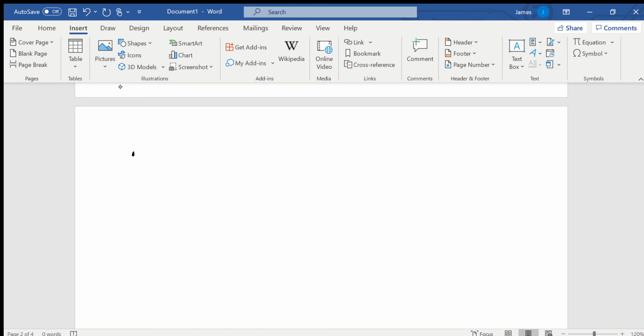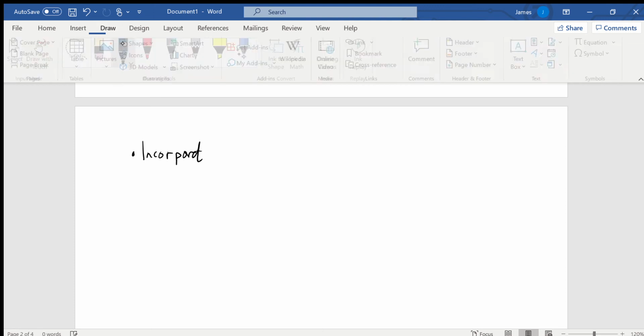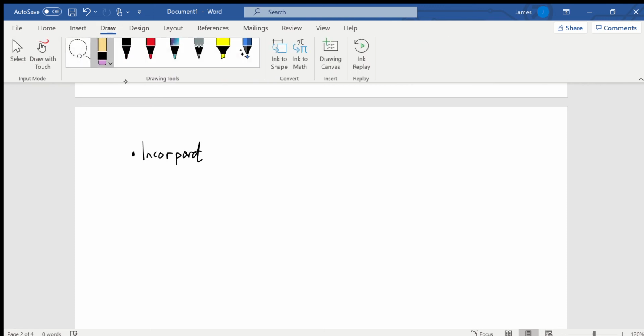Okay, let's incorporate the results. Incorporating this result, which result? This result, e to the i delta is plus or minus 1. That's the result I want to incorporate.